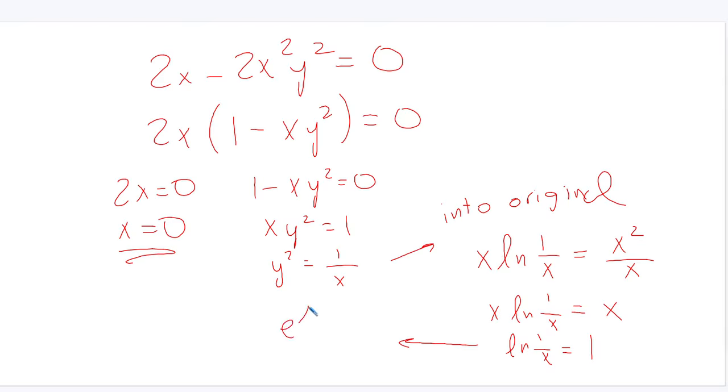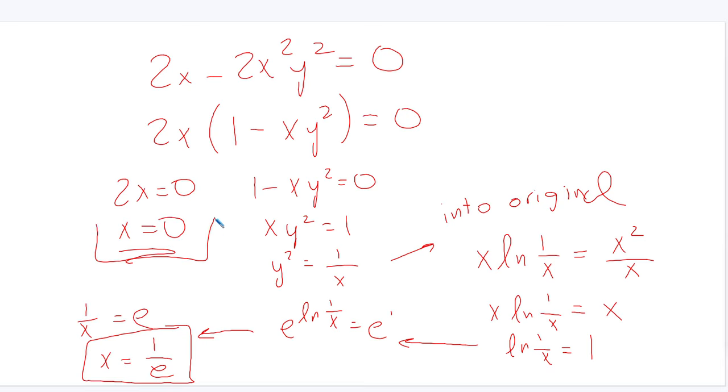And if I then exponentiate both sides of that, we end up with e to the ln of 1 over x is equal to e to the first power. Since e to the ln of 1 over x is just 1 over x, we end up with 1 over x is equal to e, or x is equal to 1 over e. So we end up with these two values, x equals 0 and x equals 1 over e.